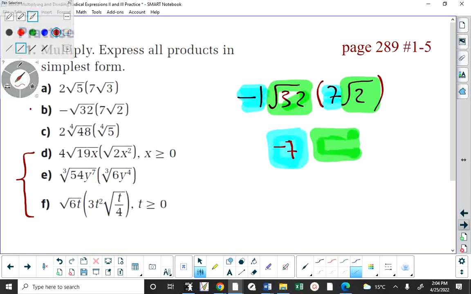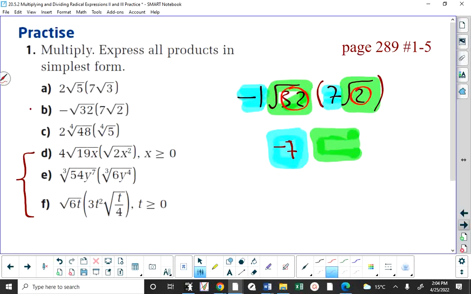How do we multiply radicals? We multiply the radicands. So we still have a square root, but the radicand will be 2 times 32. And in this particular case, man, oh man, I'm off to a good start today. In this particular case, 2 times 32 is 64, and root 64 is 8.